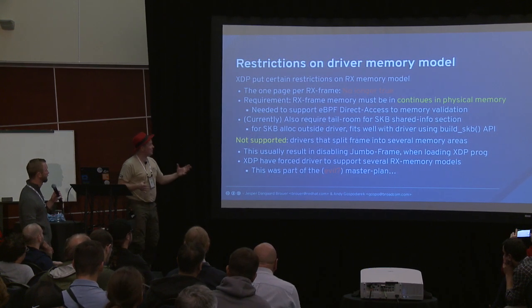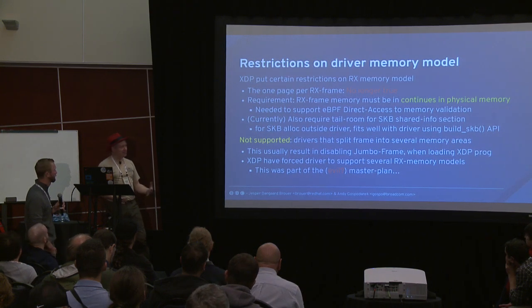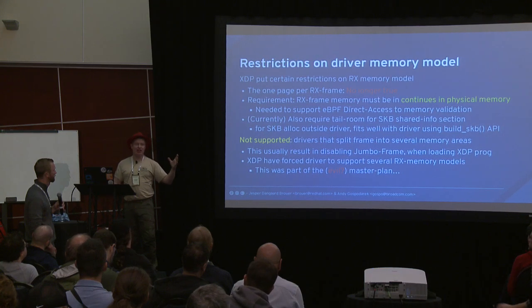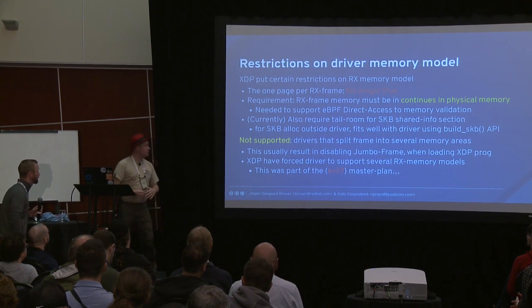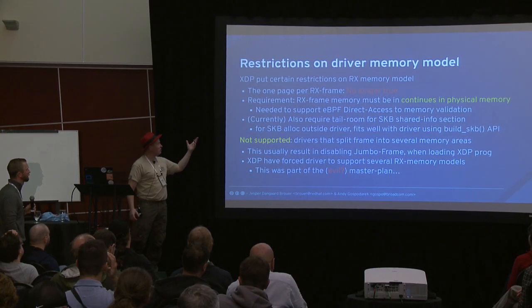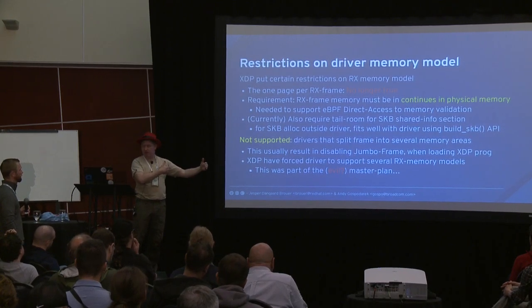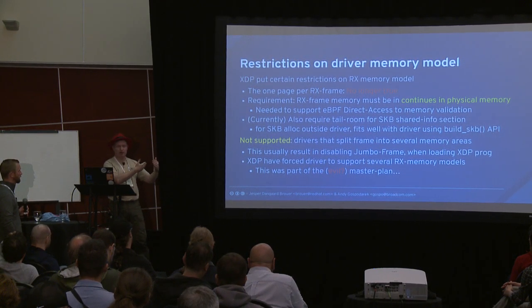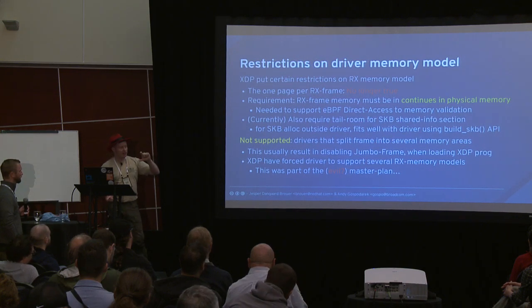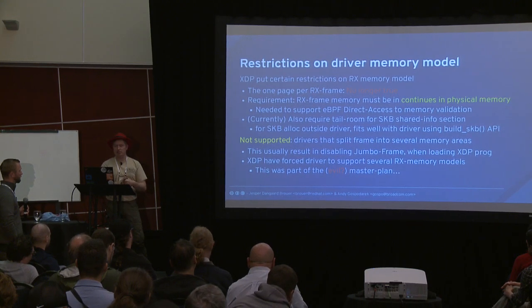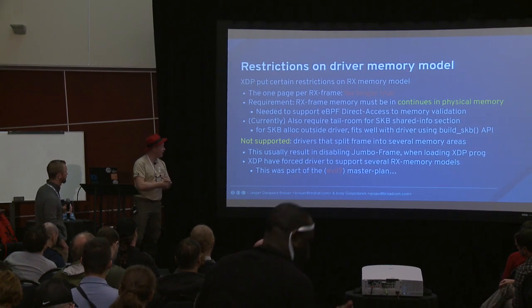Everybody's asked me about this: what is the restriction for the driver model? We used to have the requirement of one page per receive frame. That is no longer true, because in their drivers they have one page and they can just fit two packets in one page, which is four kilobytes. But what we kept as a requirement is that the memory the packet gets delivered in must be contiguous physical memory. You have to have some headroom, and you also have to have some tailroom. When this gets transferred into the network stack, we need extra room at the end of the packet for the SKB shared info section, which is also a requirement for how drivers have to lay out this memory.